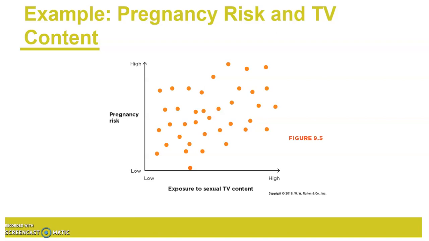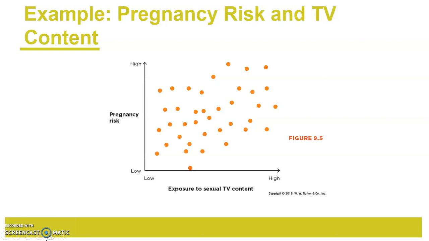So here's an example: pregnancy risk and exposure to sexual TV content. So you can see there is a correlation here. This is not the actual data, just to illustrate that there is a positive relationship between the two. Okay. Now, of course, this does not establish causation. There are plenty of other third variables that could be at play here.